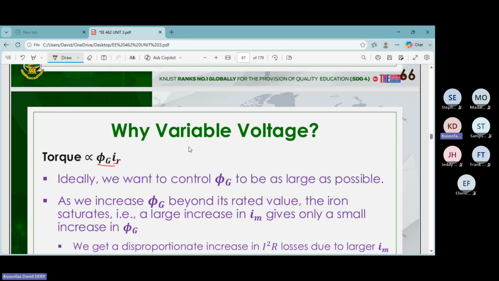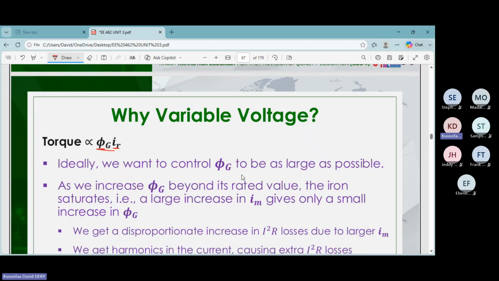because we said that the torque is generated as a result of the interaction of the current in the rotor and the flux generated in the stator. When the two interact, that is when the torque is generated. So we can also say that the torque is proportional to the flux times the current through the rotor. So ideally, we want to control the flux to be as large as possible.